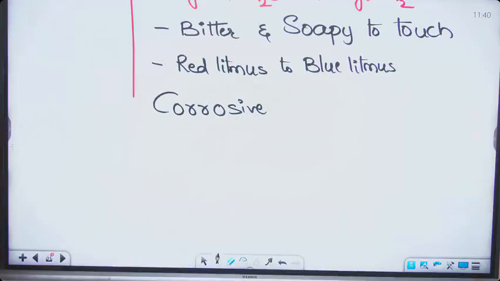Rust formation అనేది చాలా త్వరగా జరుగుతుంది. Bases are highly corrosive in nature.